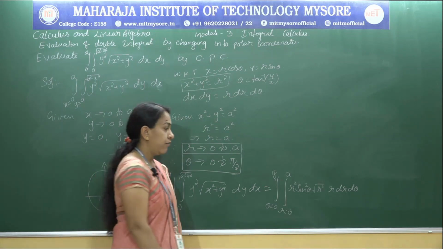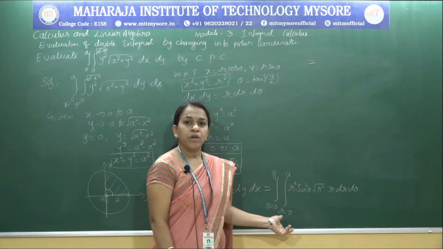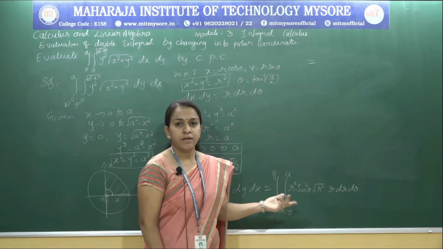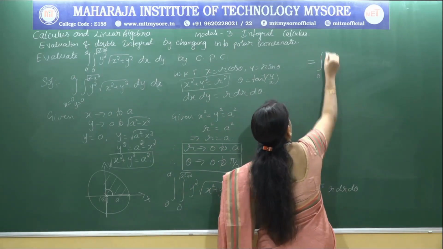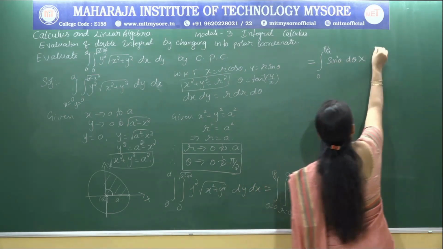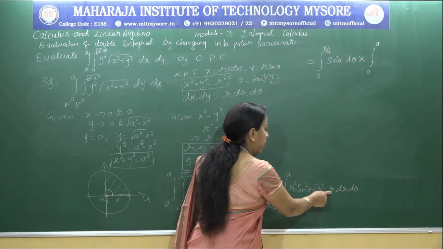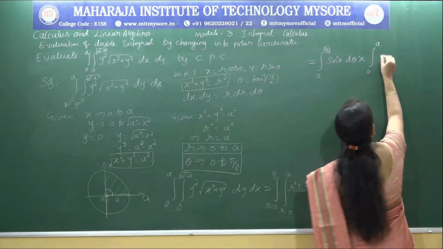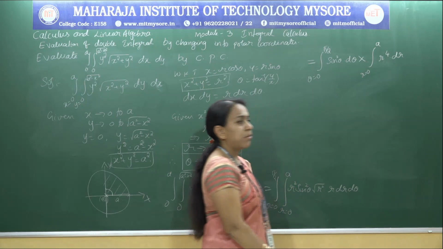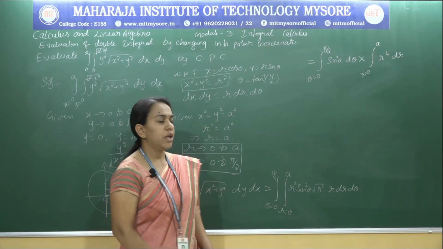Now simplify and then integrate with respect to r and theta. Now r and theta have constant limits, we do not have variable limits, so I can separate r and theta: integral 0 to pi by 2 of sin square theta d theta into integral 0 to a of root of r square, which is r, into r square, which will be r to the power of 4, dr. So r varies from 0 to a, theta varies from 0 to pi by 2.